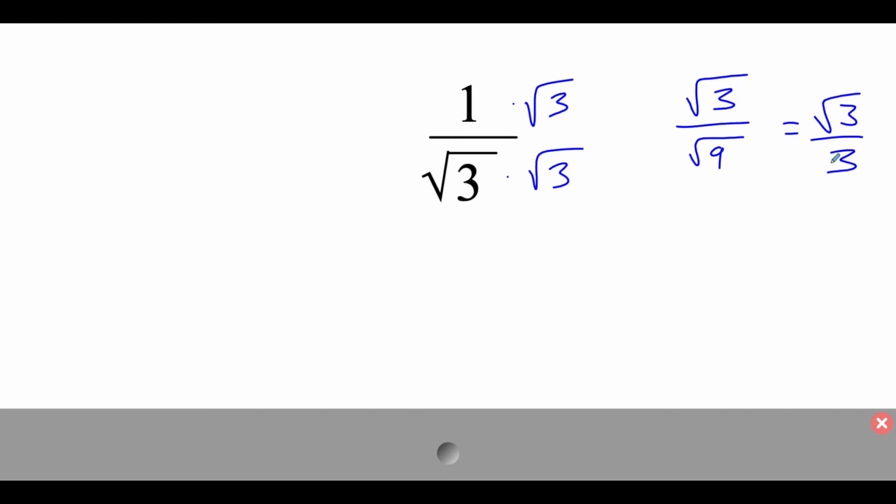And again, just like we saw in the previous example, we can't simplify this down. This 3 on top is underneath the square root, but the 3 on bottom is not, so you are not allowed to simplify those down.